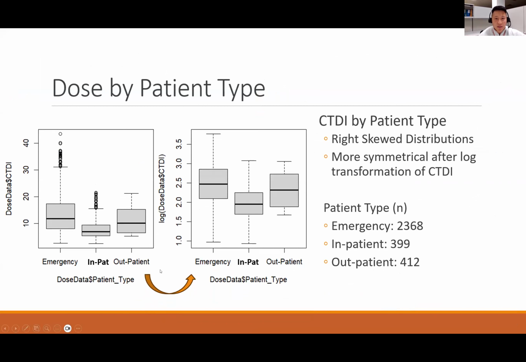So the original data was very right skewed, but after the transformation, it's more symmetrical. There are many more emergency cases than inpatient and outpatient. Over 2,000 were from the quarter, as it's a very busy emergency department.